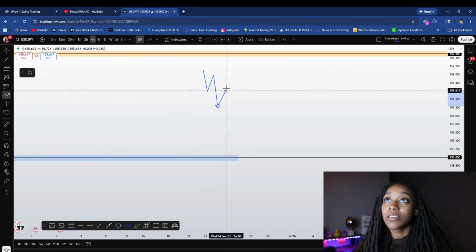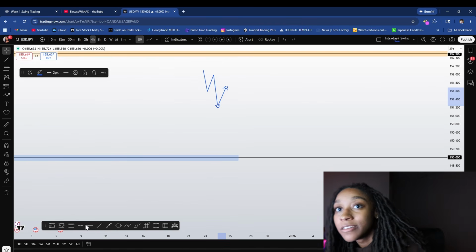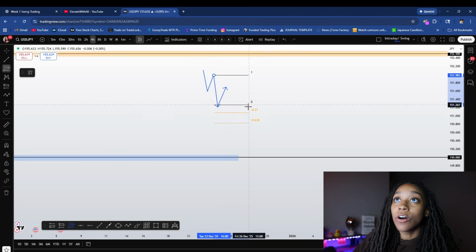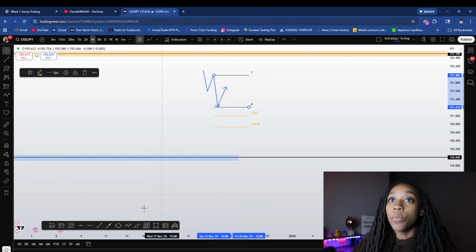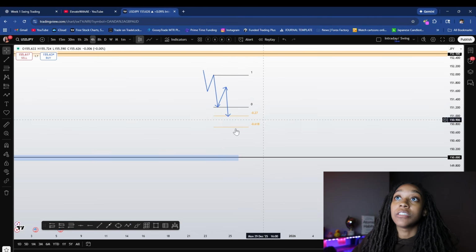And then a lower high, right? So that's why I like to draw Fibonacci, because I can actually see not only where liquidity is, but where price could potentially go even further. So I can hold my trade for even longer, right? I could hold it to the 27.